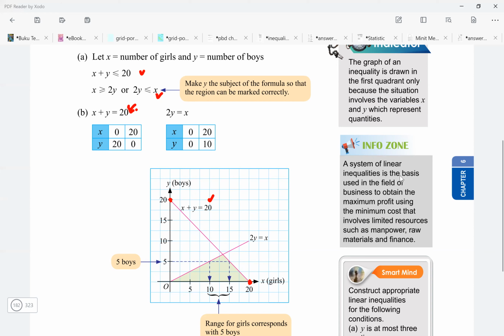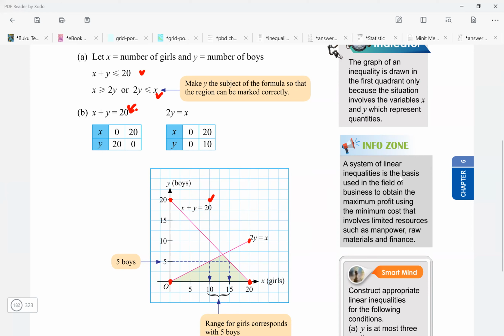Okay, so this one is less than or equal to, so you will have a solid line. And then the second one, 2y is equal to x. If you substitute your x with 0, your y is automatically 0. And if you substitute your x with 20, your y is equal to 10. So the 2 points that you can get are (0, 0) and (20, 10).